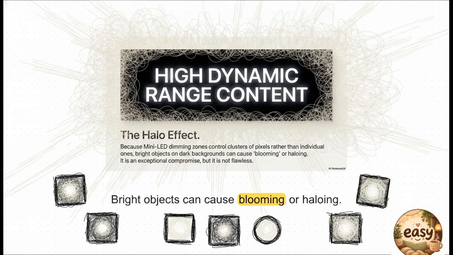See that literal glowing bloom spilling out around the crisp white text into the pitch black background? That is called the halo effect. Because those dimming zones we just looked at control clusters of pixels rather than individual ones, they aren't totally pixel perfect. So when you have a really bright object right next to a perfectly black background, the light just sort of spills over into the adjacent zones.